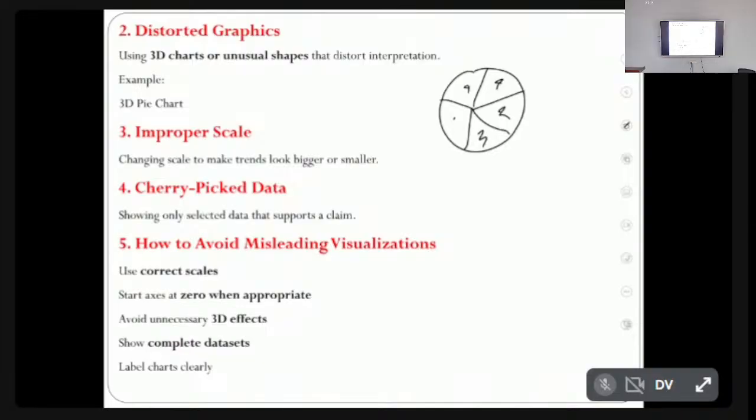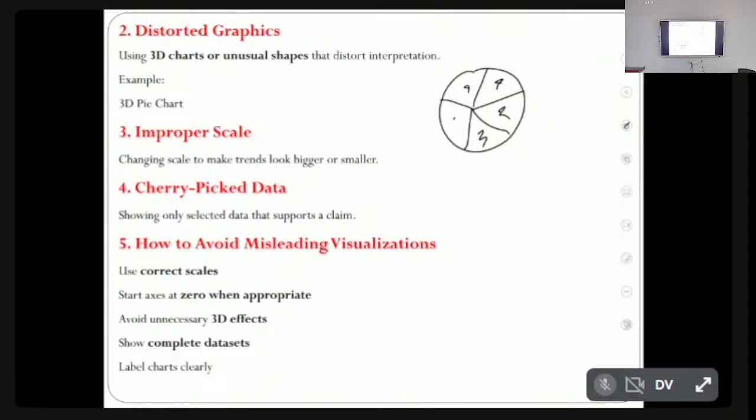So what do you mean by misleading information? What are the types of misleading information? How do you find it? What is the first one? You are showing a graph which is either moving forward or backward, that is not zero.